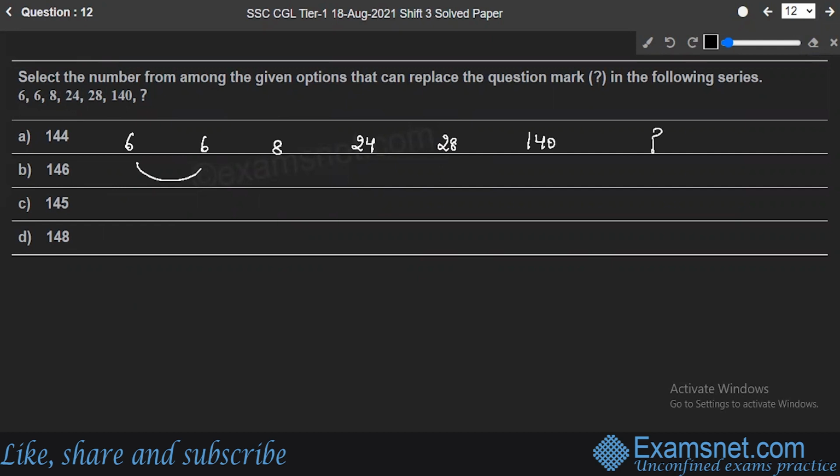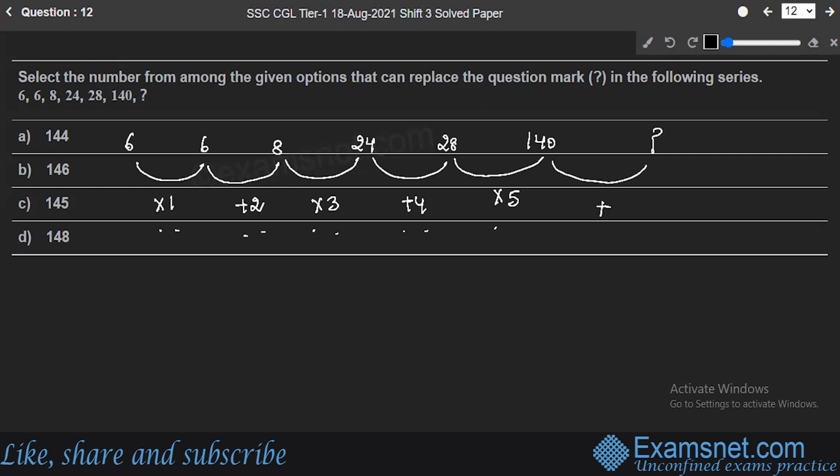See, to move from 6 to 6, obviously multiplication by 1 is the only option. From 6 to 8, you are adding 2. 8 threes are 24. 24 plus 4 is equal to 28. 28 multiplied by 5 gives you 140. So what will come next? See, here's a pattern: multiplication, addition, multiplication, addition, multiplication. Here will be addition. Here is 1, 2, 3, 4, 5, here will be 6. So what number will come over here? It is 146, which is option B. So option B is the correct answer to our question. Hope you are clear with this.